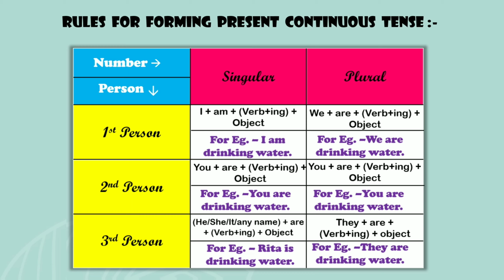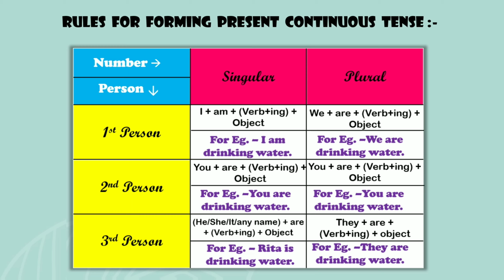Second person singular number: you plus are plus verb plus ing plus object. For example, you are drinking water. Second person plural number: you plus are plus verb plus ing plus object. For example, you are drinking water.